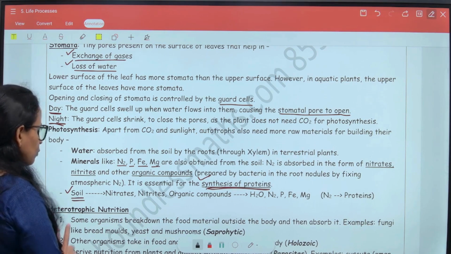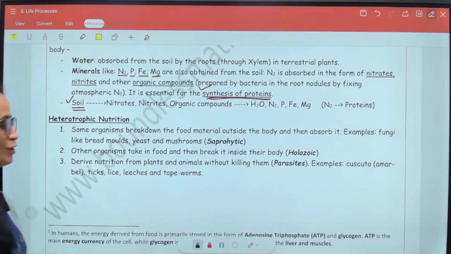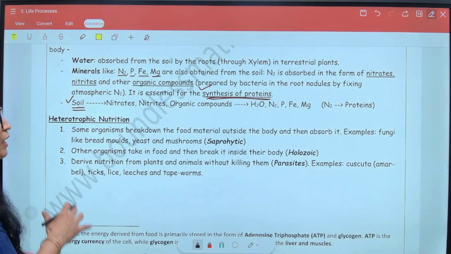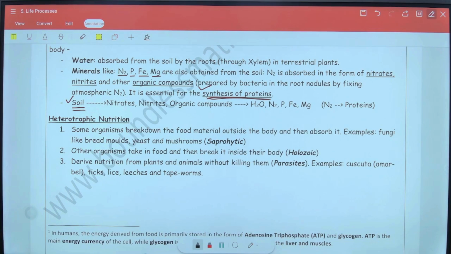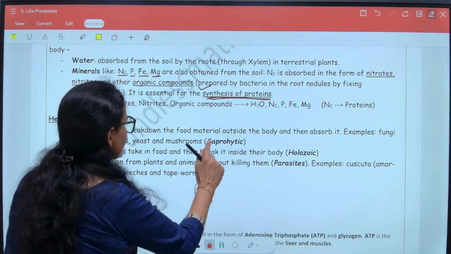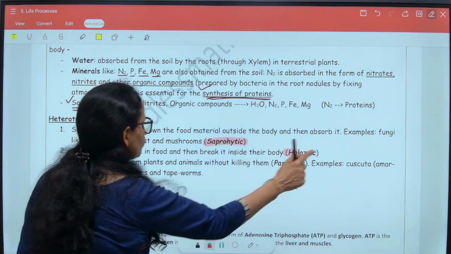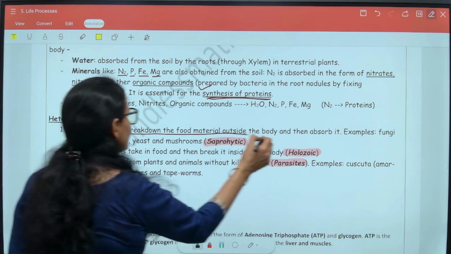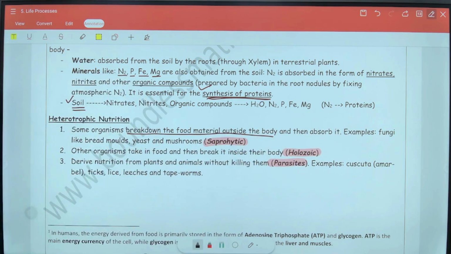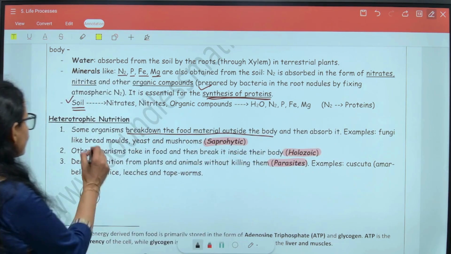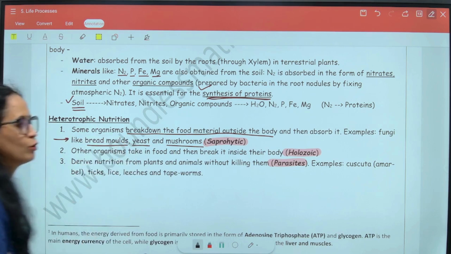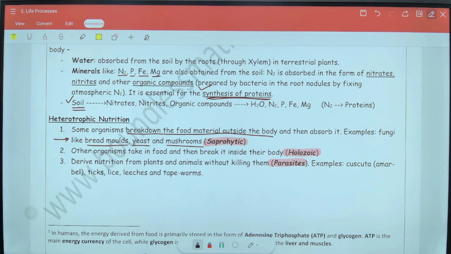Now let's come to heterotrophic nutrition. Autotrophic means organisms that can make their own food. Heterotrophic are the organisms that depend on other organisms for food. The first one is saprophytic nutrition. What is saprophytic nutrition? Saprophytes actually break down the food material outside the body and then absorb it. So certain fungi like bread molds, yeast and mushrooms are examples of saprophytic mode of nutrition. These examples are very important from MCQ and assertion reason perspectives.